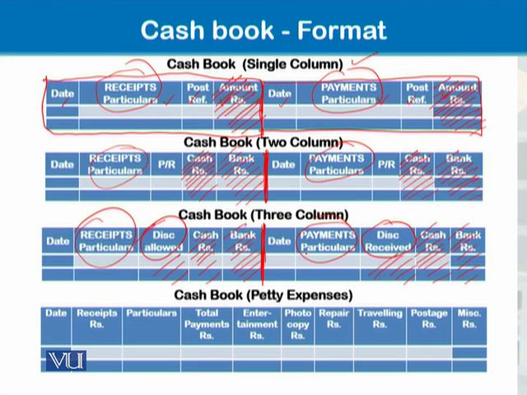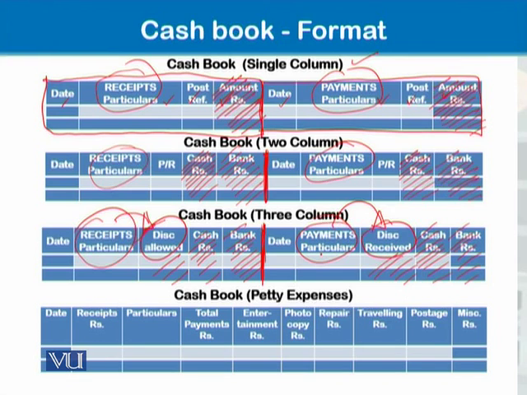Put your full concentration here to learn that the discount allowed column would always be on the receipt side, and the discount received column would always be on the payment side. Why? Because we allow discount while receiving cash, and we receive discount while making cash payment to the creditor. We will discuss this in deep detail while doing practice for this three column cash book.